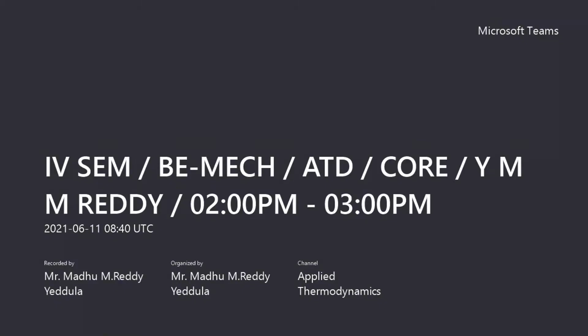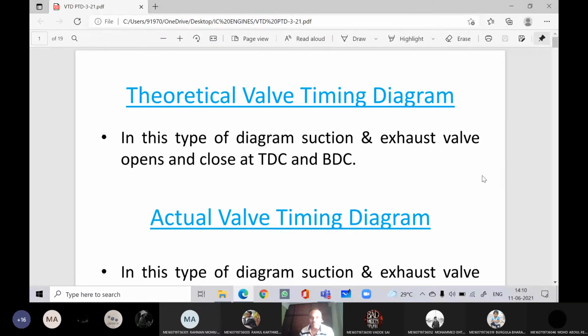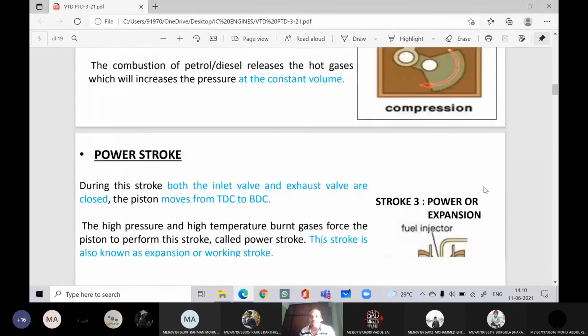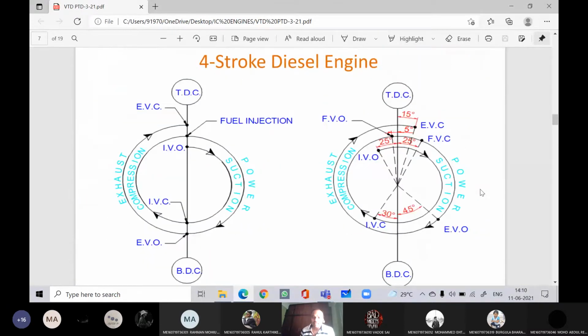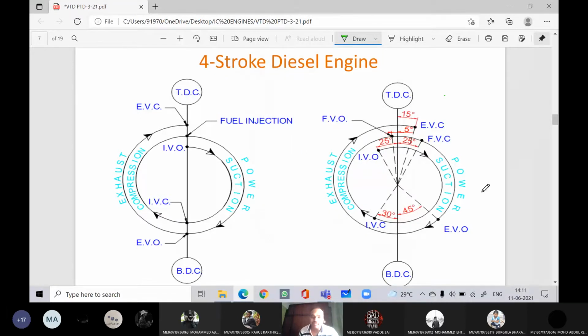4-stroke petrol engine theoretical valve timing diagram, as well as the 4-stroke diesel engine theoretical and actual valve timing diagram, right? What is meant by valve timing diagram? Can anyone tell me what it denotes? The times when the valve is opening and closing. Yes, the time at which the inlet valve is opening, with respect to rotation of the crank, when the inlet valve is opening, when the exhaust valve is opening, when they are closing, and when the spark is injected.